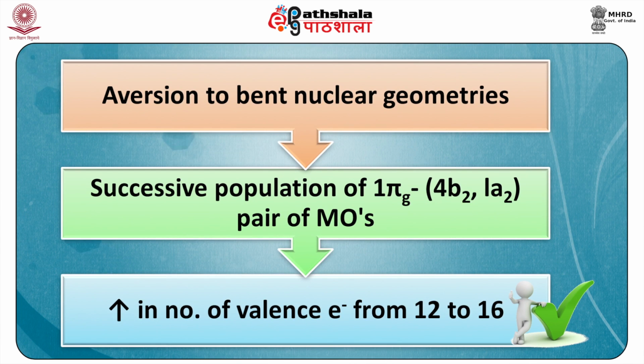Their aversion to the bent nuclear geometries can be ascribed to the successive population of the 1 pi, that is, 4b2 and 1a2 pair of molecular orbitals, due to the increase in the number of valence electrons from 12 to 16 respectively. However, the strongly bent tendency is exhibited by the occupation of the 6A1 molecular orbital, the next most stable species.